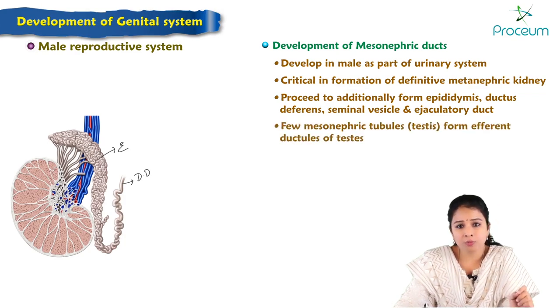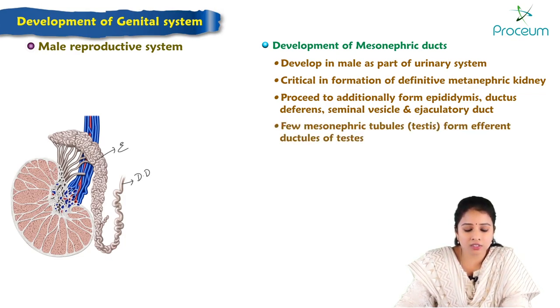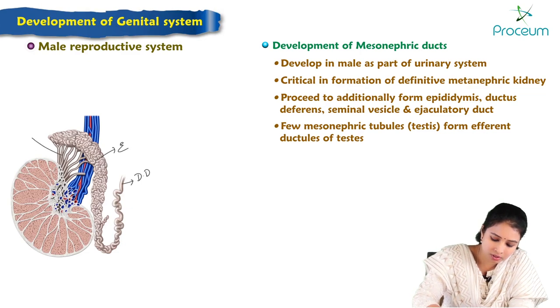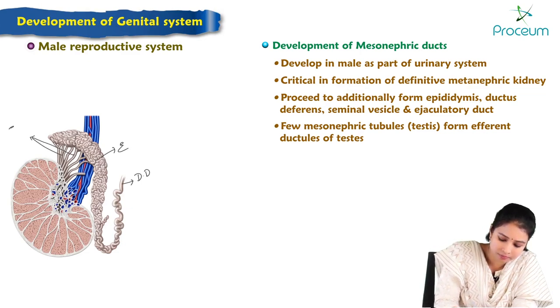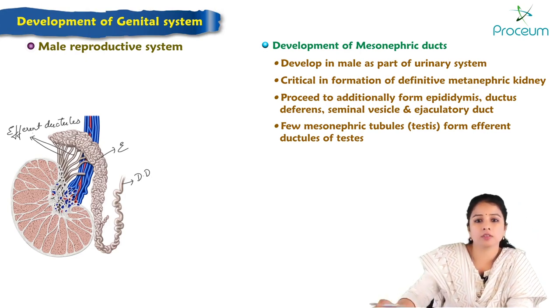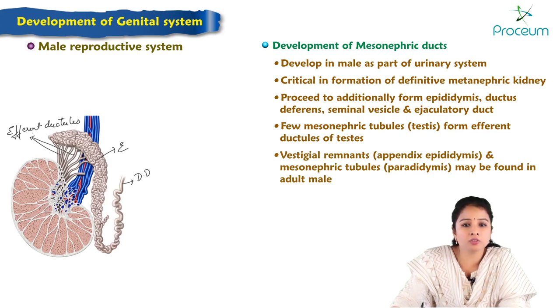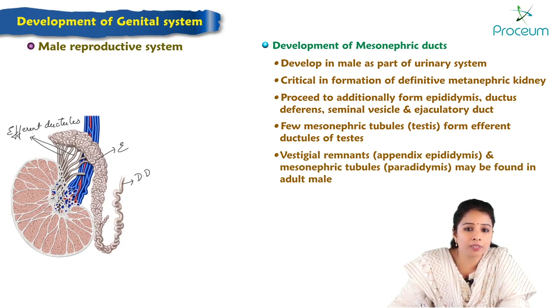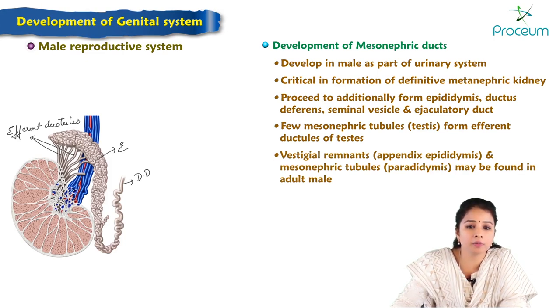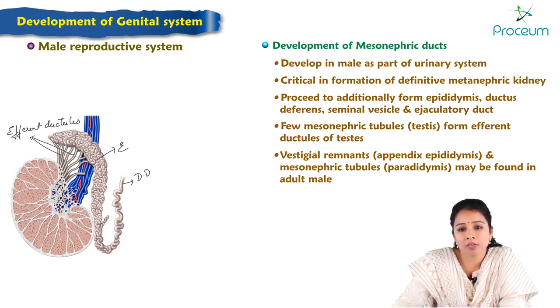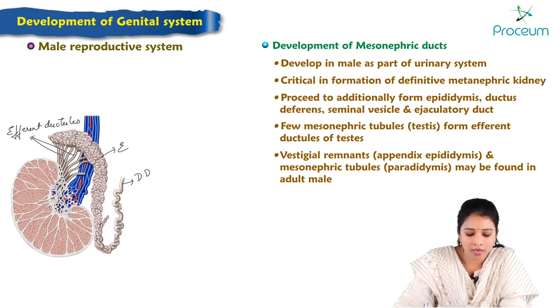A few mesonephric tubules in the region of the testis form the efferent ductules. So, these are the efferent ductules. And the vestigial remnants of mesonephric ducts form the appendix of epididymis, and mesonephric tubules called paradidymis may be found in the adult male. So, this completes the development of the male reproductive system, where we completed the development of the testis and the ductal system of the male reproductive system.